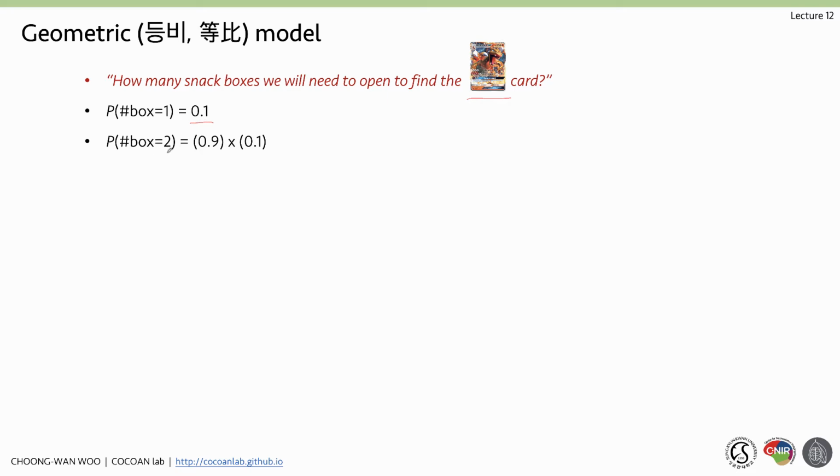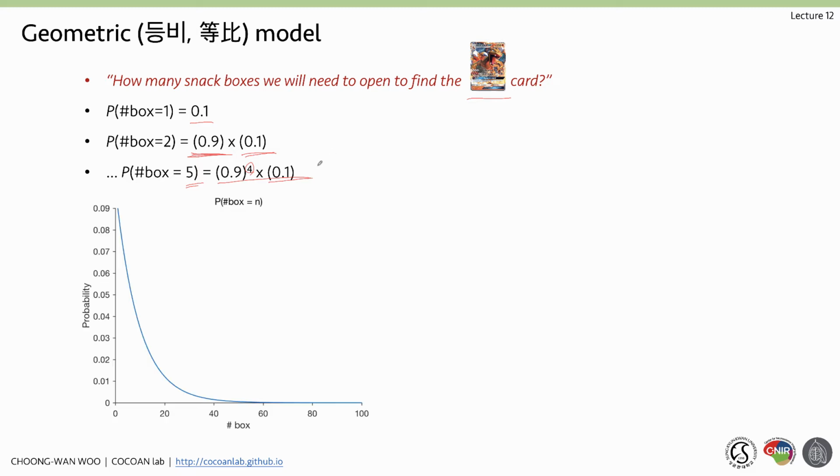And let's say we got that card in the second box. Then the first box should be a failure and the second box should be a success, and the probability for that is 0.9 times 0.1. And let's say if I get the success card in the fifth box, the probability of getting that success card in the fifth box becomes this: multiply 0.9 four times and then times 0.1. And if we plot this across many boxes, it looks like this.